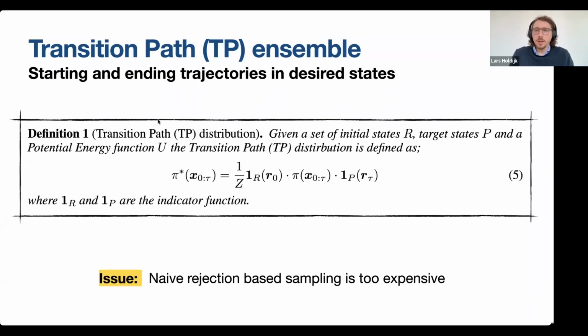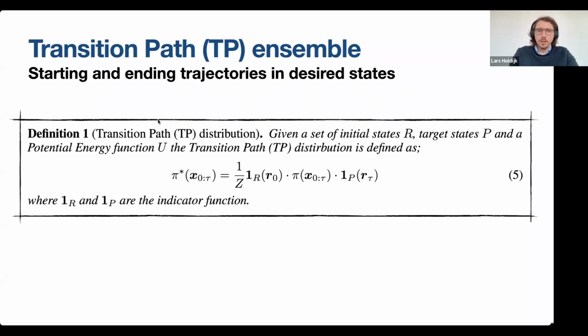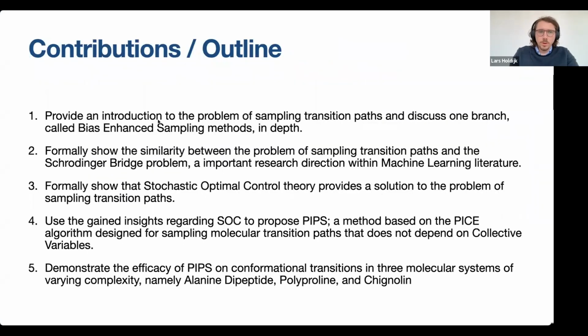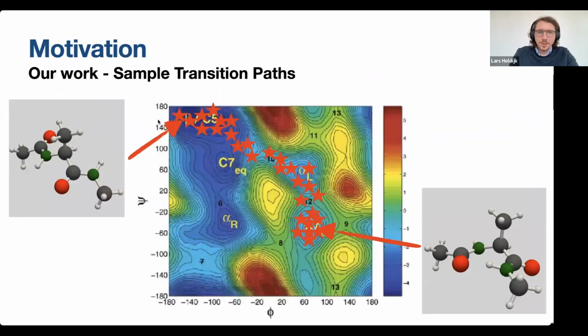most systems of interest, we run into the problem that there's some kind of high energy barrier between specific initial and target states. So if we go back all the way to this distribution of alanine dipeptide, we see that if we want to go from this point here to this point here, we now kind of need to cross this barrier in the middle of high energy.